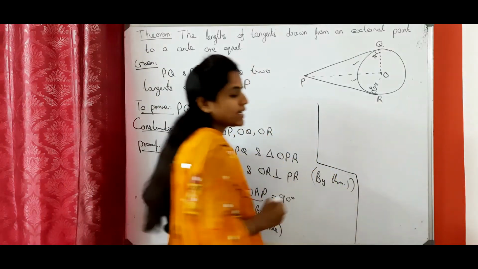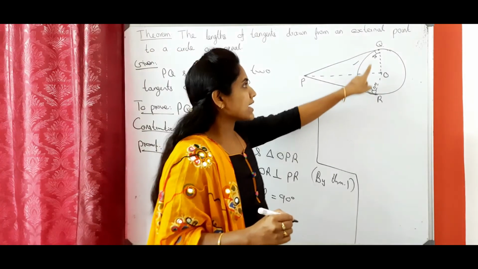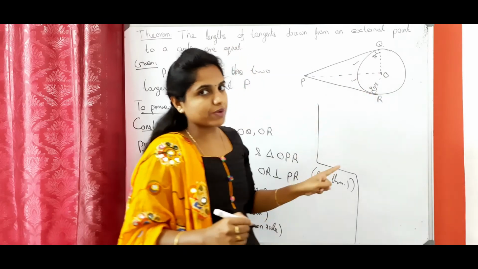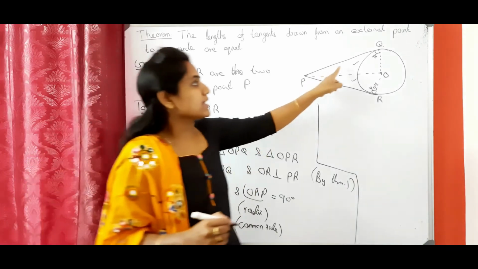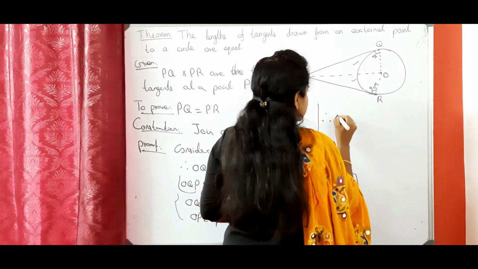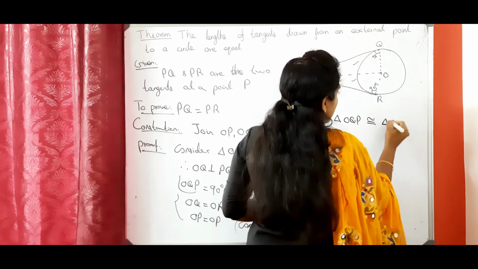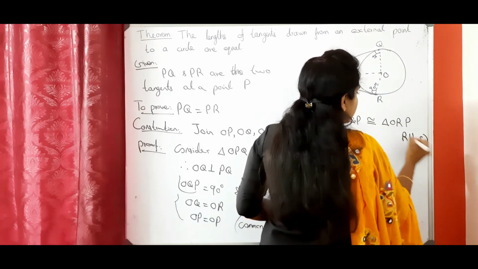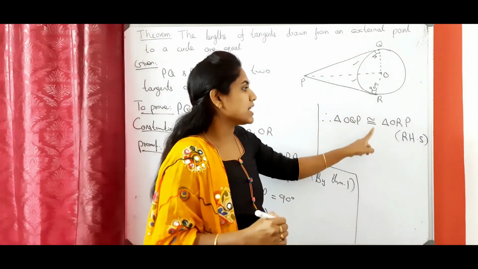So now we can apply the RHS theorem. Why? We know that in the two triangles one corresponding angle is 90 degrees and two corresponding sides are equal. Using the RHS theorem, we can say these two triangles are congruent. Therefore, triangle OQP is congruent to triangle ORP by the RHS theorem.